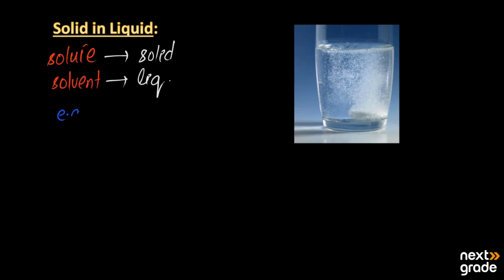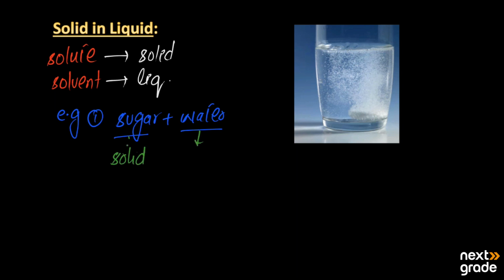Next we have the second type of solution, which is solid into liquid. Here again we have two components, the solute and the solvent. Here the solute will be in the solid state and the solvent will be in the liquid state. A very common example for this at home is sugar plus water. When we add sugar in water, the sugar is in the solid state and the water is in the liquid state. We dissolve that sugar in the water. This is the solid into liquid solution.